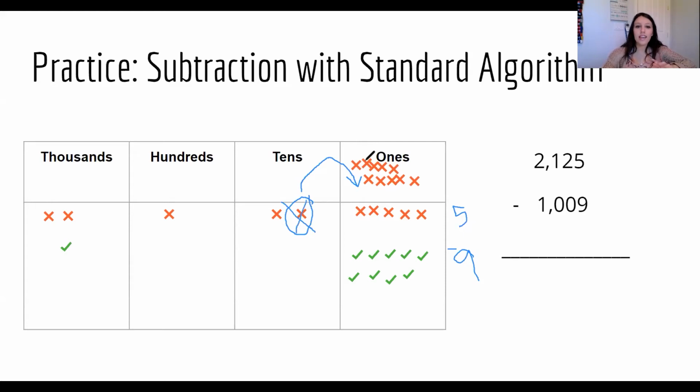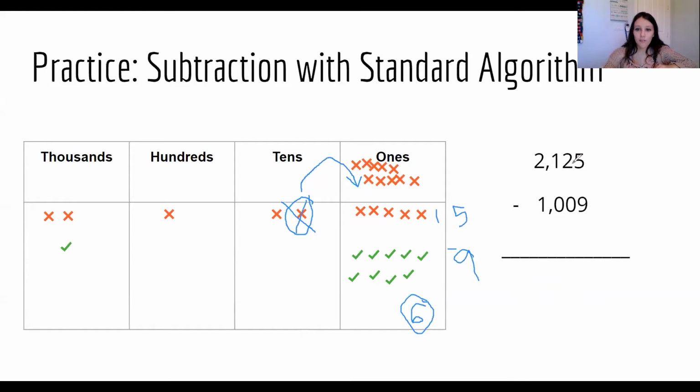So now what we're saying is we have 15 X's minus 9 check marks. So what's 15 minus 9, guys? It's 6, right? Perfect. So I'm going to write a 6 in my ones place, and that is going to be our ones answer.